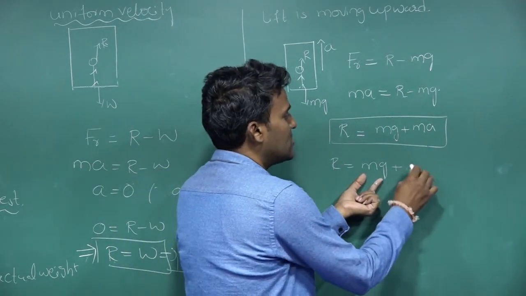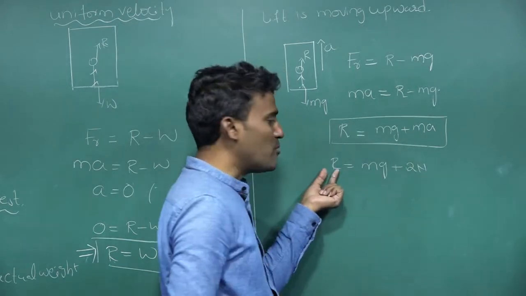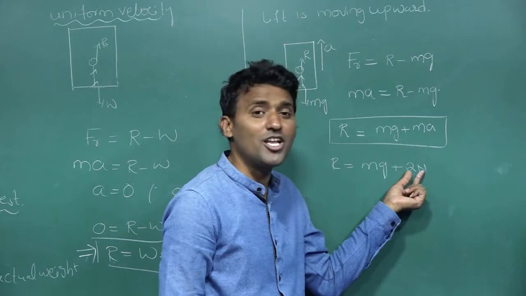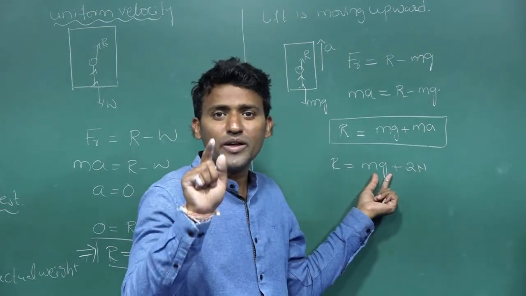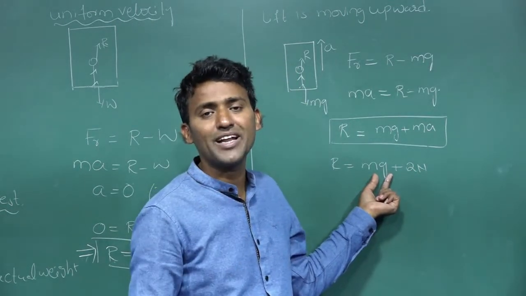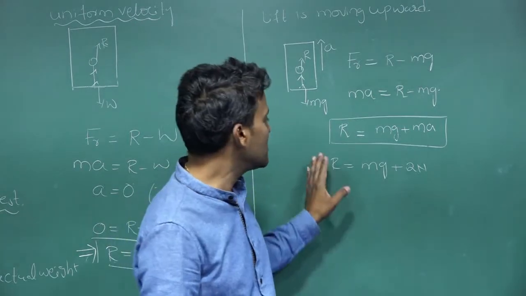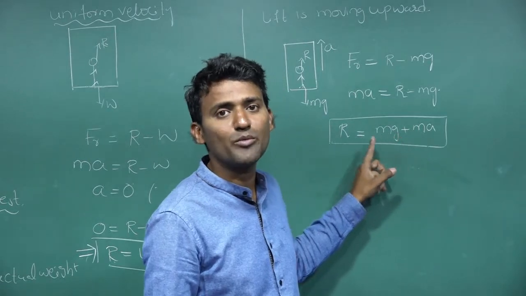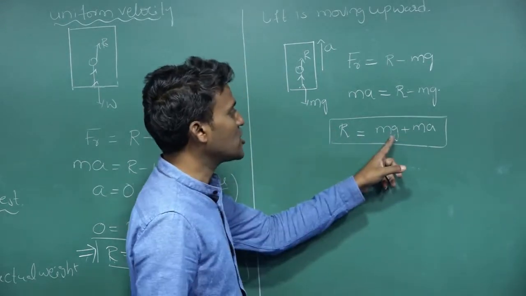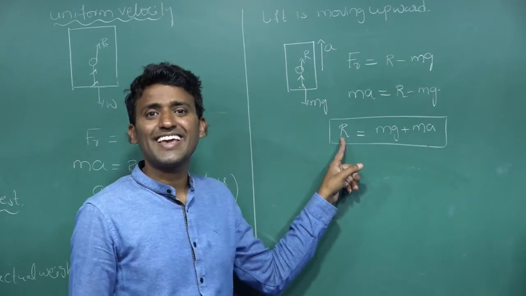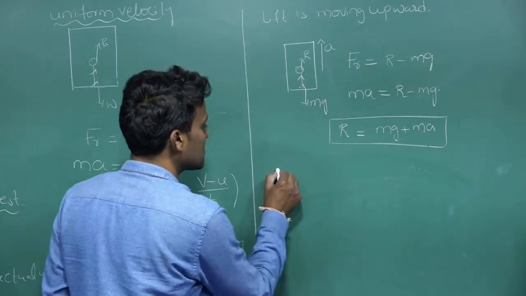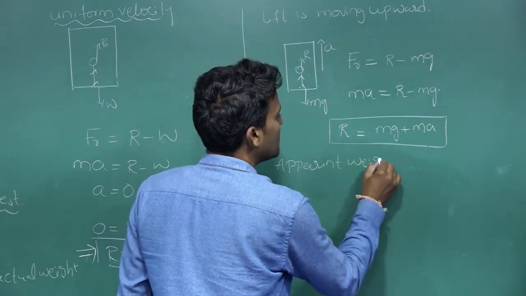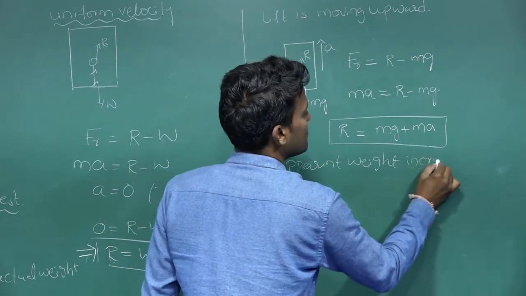But if I add 2 Newtons of force, is your apparent weight increasing or decreasing? Increasing. Some numerical value is added to your actual value. At that moment apparent weight increases. See here, this is nothing but ma added to your actual weight. At that moment, compared to the real weight, the apparent weight increases.